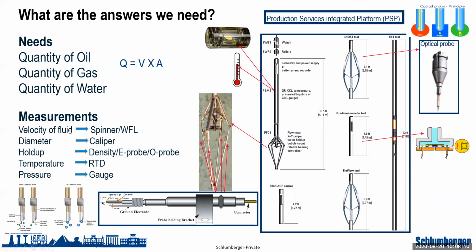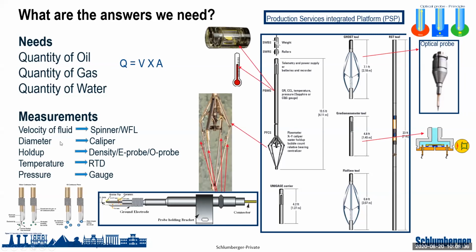How are we going to measure the velocity of the fluid? We will do that with what we call a spinner. So you also will hear the name flow meter. And another way of understanding the velocity of fluid can be through a nuclear measurement called water flow log. We need to know the diameter of the casing, because at the end of the day, we say that flow rate is equal to velocity times area.